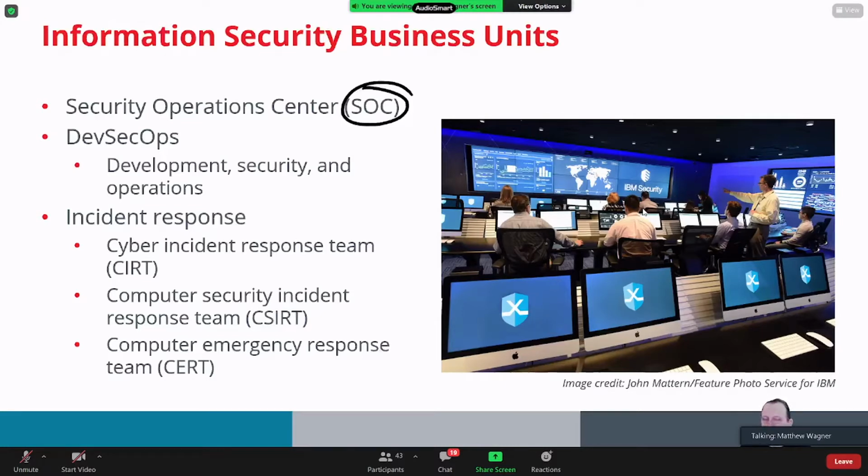And behind us, we see the SOC for IBM, right? A pretty fancy room here that they have set up for specifically monitoring all sorts of different servers and so forth.